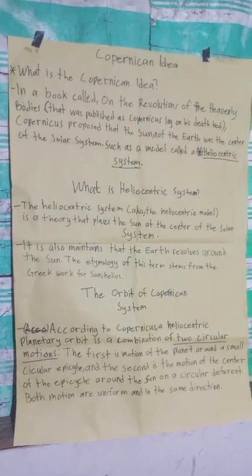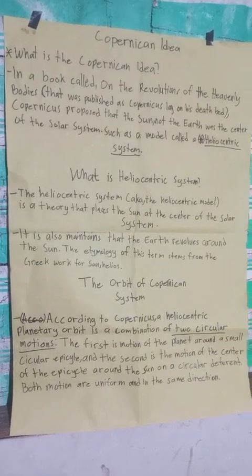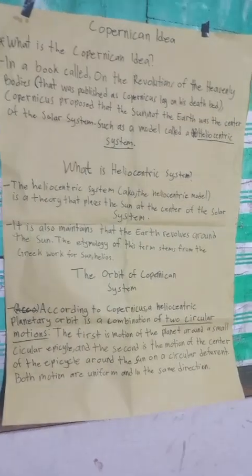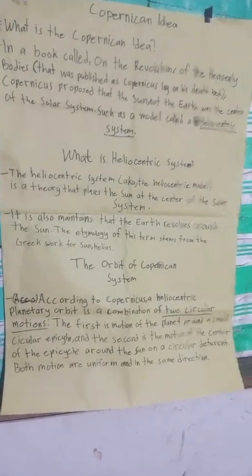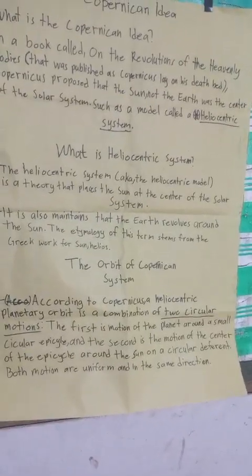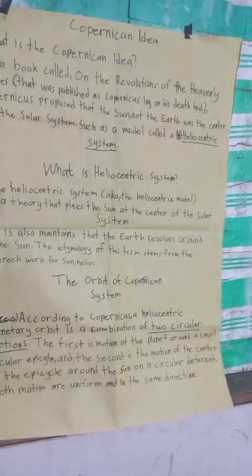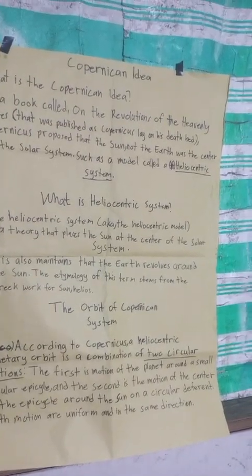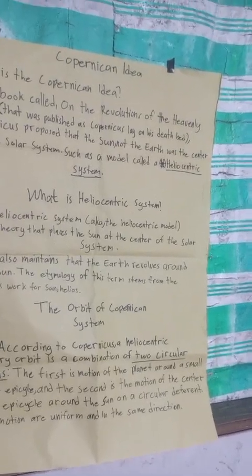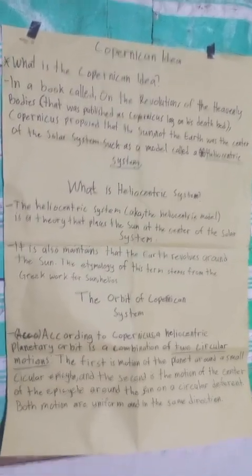What is the Copernican idea? In a book called On the Revolutions of the Heavenly Bodies, which was published as Copernicus lay on his deathbed, Copernicus proposed that the Sun, not the Earth, was the center of the solar system, such a model being called heliocentric. So before he died, he developed this book, which proposed that the Sun is the center of our solar system and not the Earth, and such a model is called the heliocentric system.